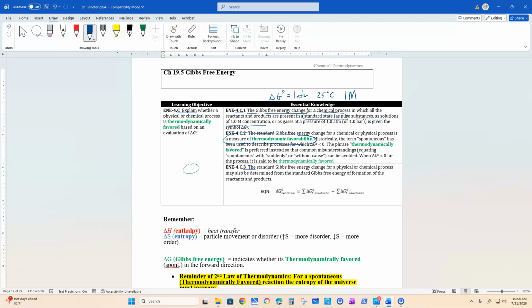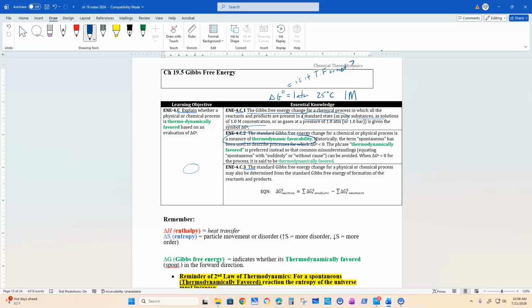The whole point of delta G is: is it thermodynamically favored or not? Okay. People think that spontaneous, because it starts with the S, has to do with entropy, and it has nothing to do with it. Okay. Remember, entropy is about disorder, movement. The whole point of delta G is that it tells if it's thermodynamically favored or not.